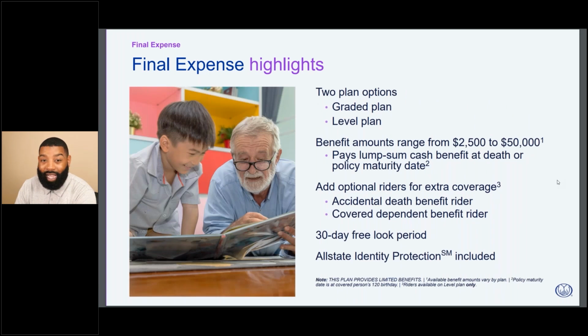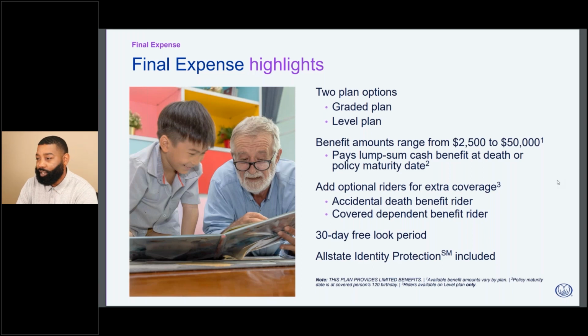Their final expense highlights: 2 plan options, a graded plan and a level plan as well. Benefit amounts range from $2,500 to $50,000. Pays a lump sum cash benefit at death or policy maturity date. So you guys definitely know that. Allstate Identity Protection included.